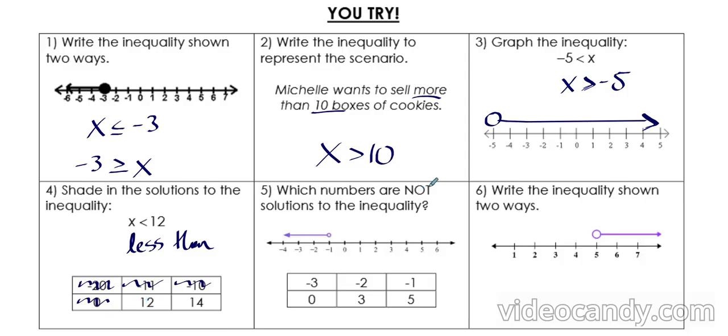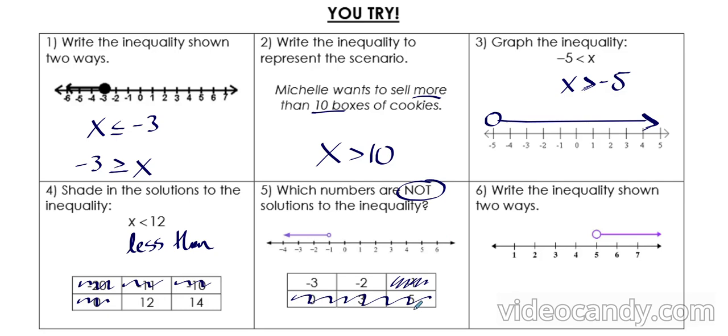Which numbers are not solutions? So we're thinking about anything that's not covered by this arrow. So -3 is out. That is covered by the arrow. -2 is out. That's covered by the arrow. -1. Is that a solution? If it were a solution, that would be filled in. So -1 is actually not a solution, even though that's where we start. It's not a solution because it's not a filled-in circle. And then anything to the right is also not going to be a solution.